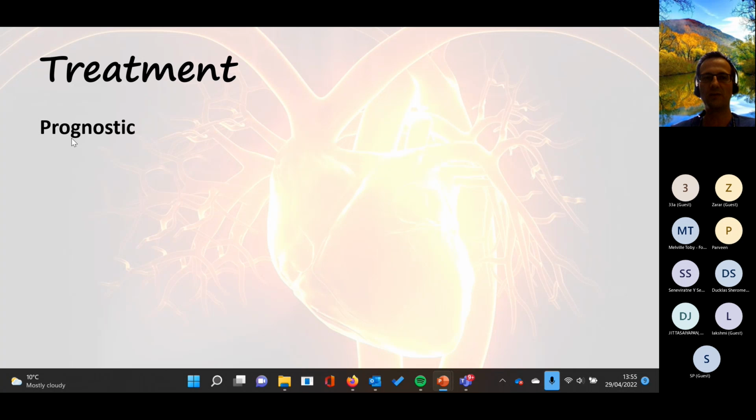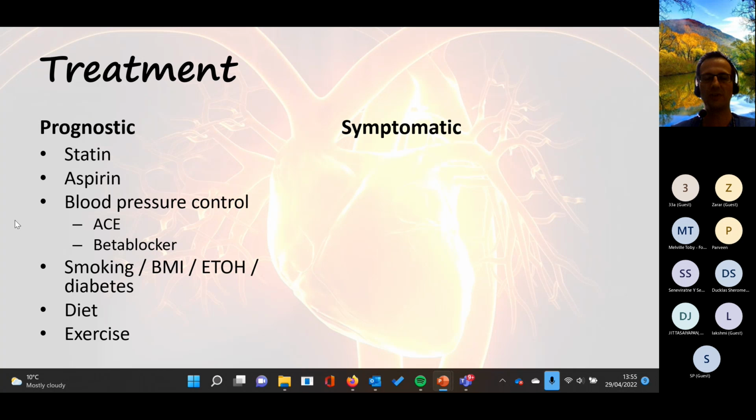Well, in all patients, we should be giving prognostic treatments, whether it's unstable or stable. And our prognostic treatments are things like statins and aspirin, blood pressure control, we've said with an ACE inhibitor and beta blocker, and then lifestyle advice and diet and exercise. These are very, very important.